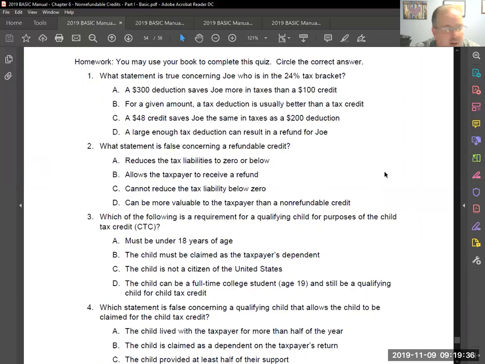Okay. The second one is the child must be claimed as a taxpayer's dependent. That is the true statement. That is the one that is a requirement. The child tax credit is a credit that follows the dependent.